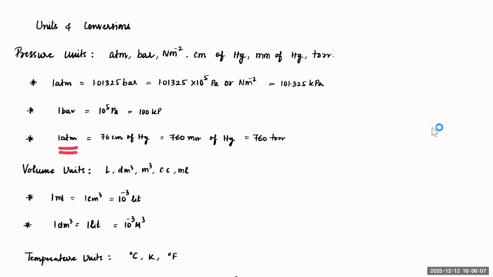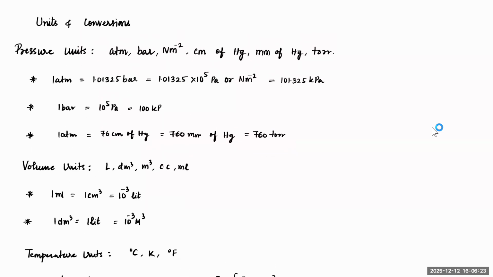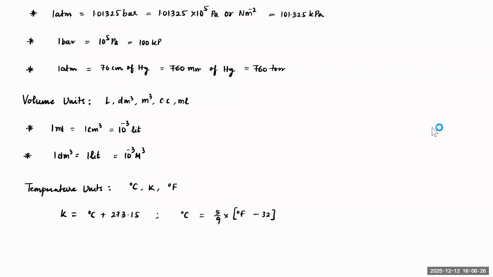Atm can also be related to the rise in the mercury column in the barometer, and that is around 76 centimeters of mercury or 760 mm of mercury. Another terminology that you will be using is the torricelli unit, which is 760 torr. These are basic pressure units.